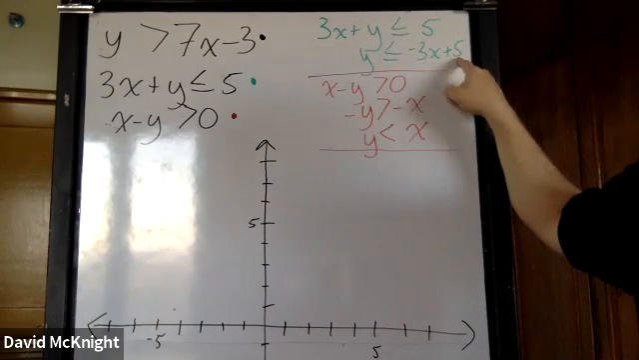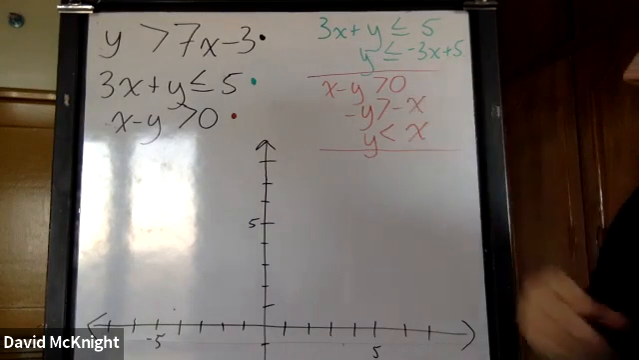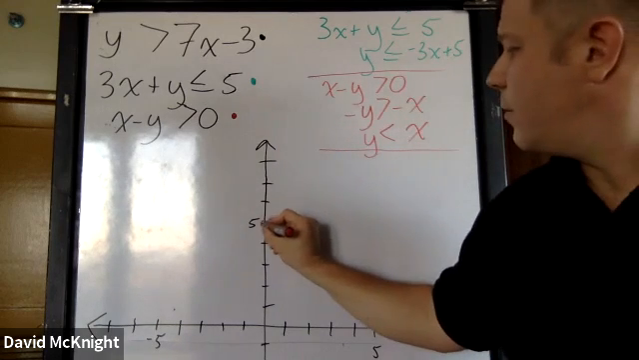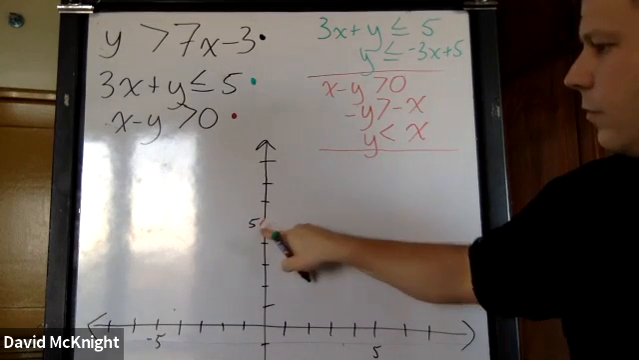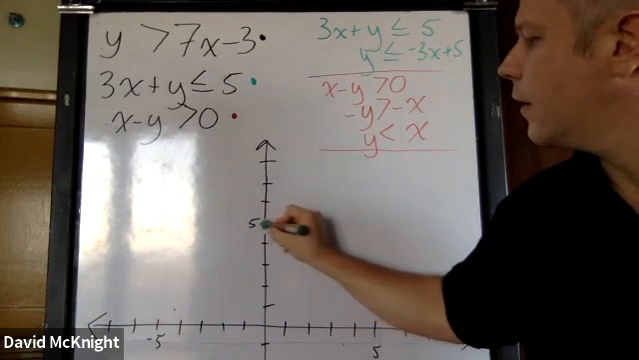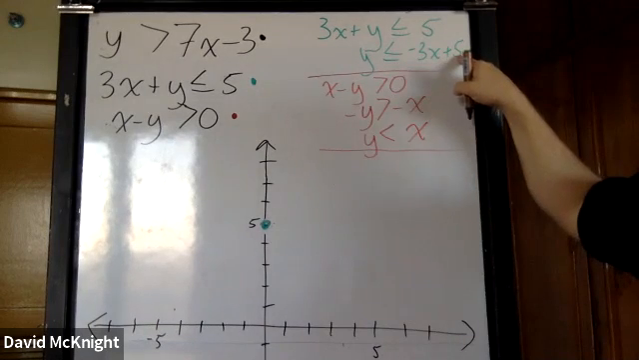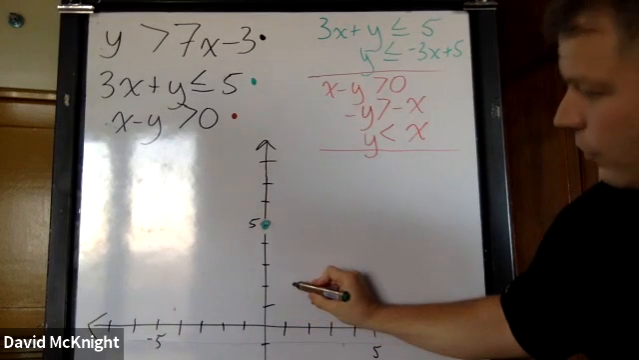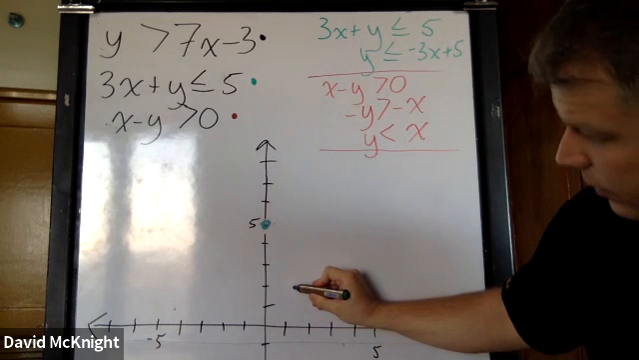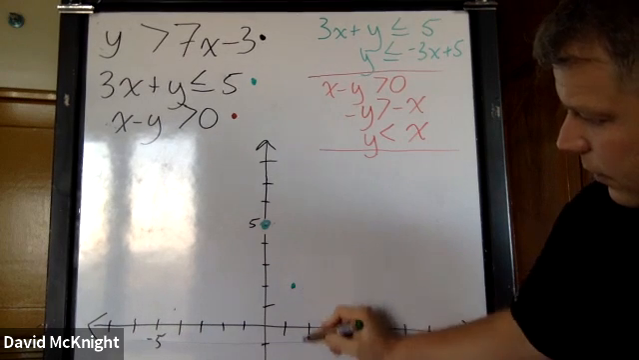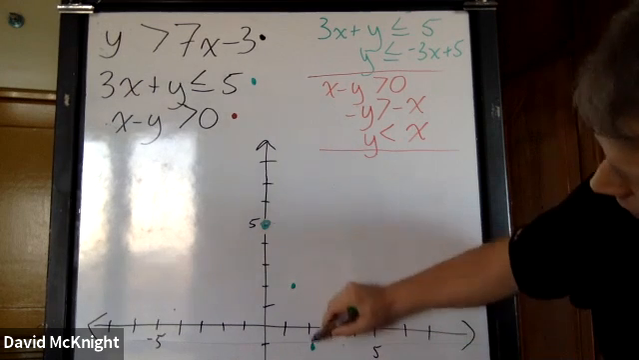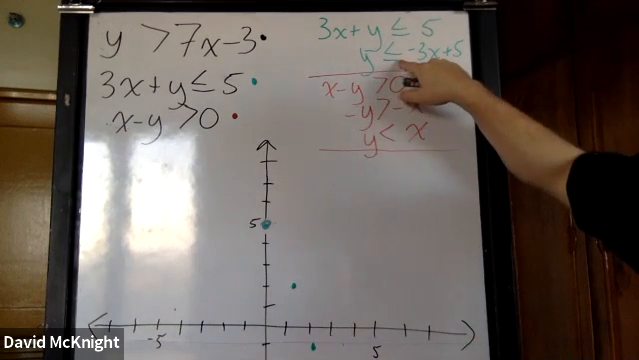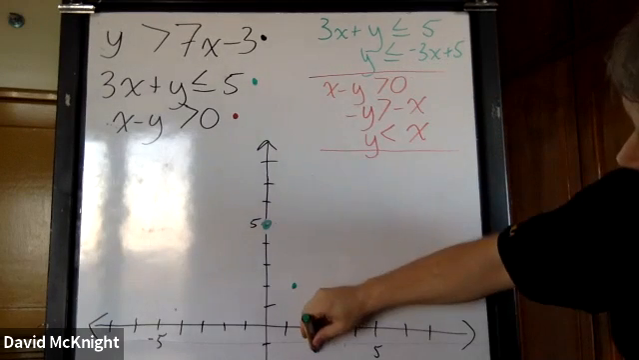Green, starting point is at 5. So our starting point is at 5, and I'm going to have a slope of -3. So I'm going to go down 3 and over 1. Okay. So I can go down 3 and over 1 again. Okay, so we're going to have this slope. And if we look at this, we can see it's equal to. So that's going to be a solid line. It also includes the line itself.